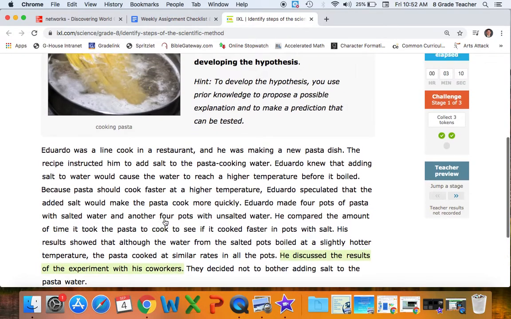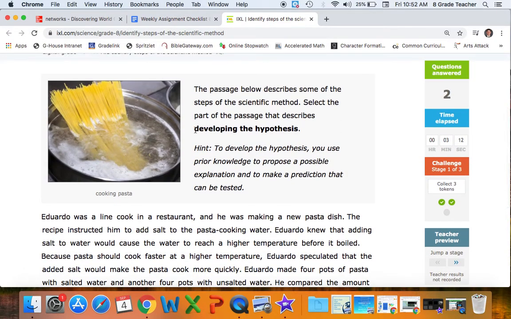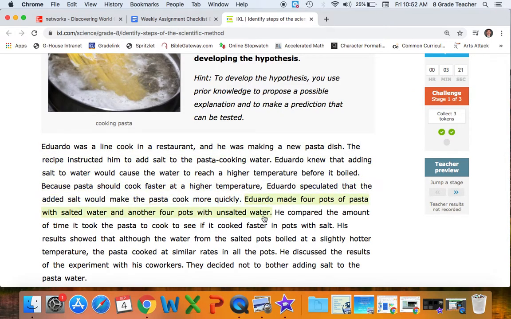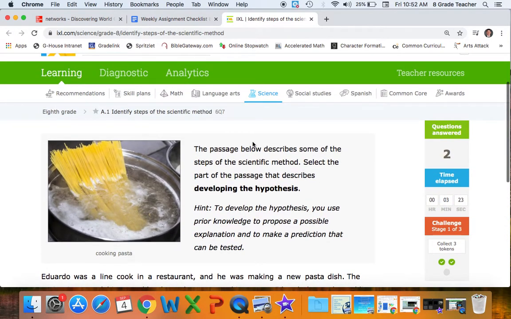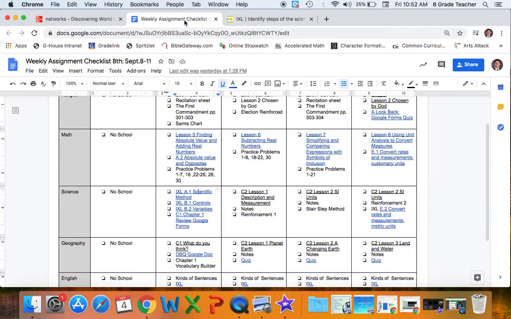Excellent. Next, it goes back to asking about a hypothesis. So at the very top of the page, you're going to find out what it is that you're looking for in that scientific method, and then try to read through and identify each of those portions. That's step 1.